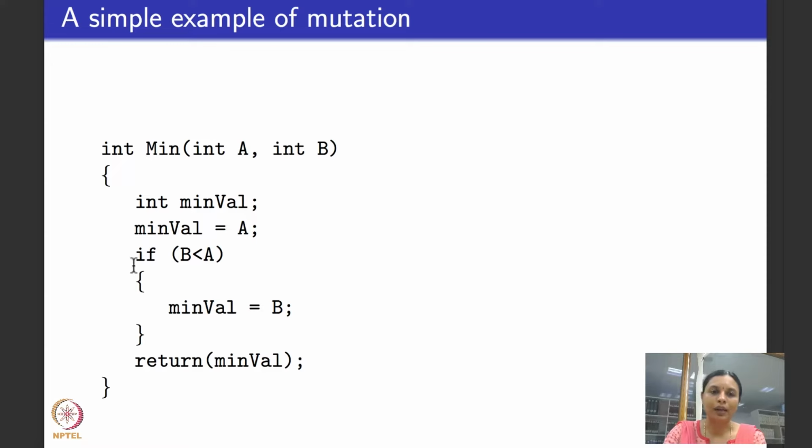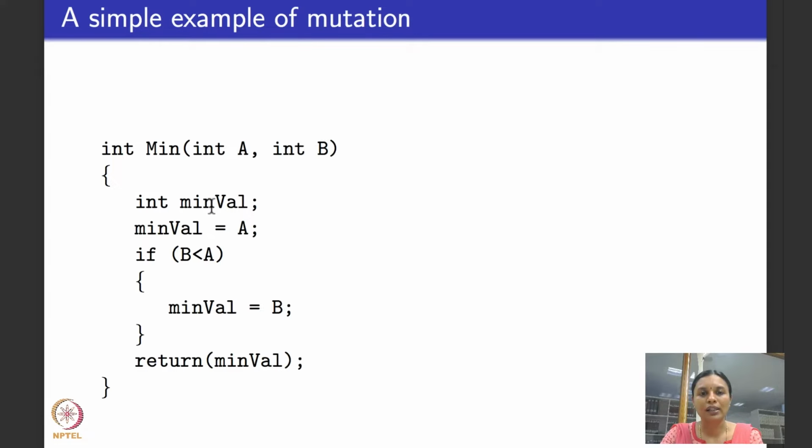Here is a simple example. What does this program do? It could be Java, it could be C, whatever it is. I've just given a tiny little code segment, so it doesn't matter which programming language it is. Here is this method called min. It takes two arguments, A and B, which are both integers, and then it computes the minimum of A and B. That's what its job is supposed to be, which is the lesser of A and B.